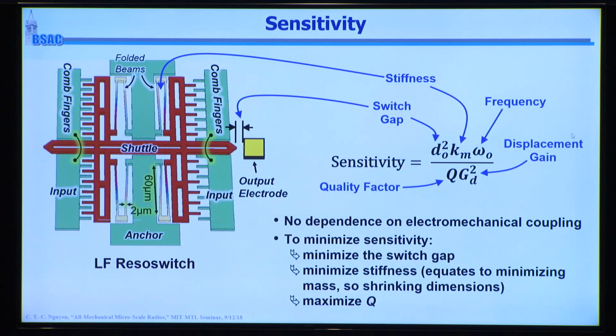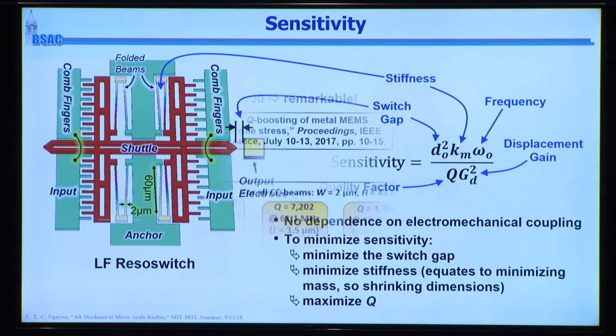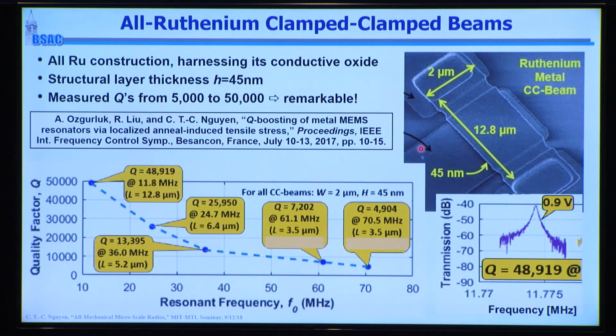You could see Q in this equation here. The Q of that resonator that I showed, because it was metal, was only 1,000. And that's the problem with metal. And you kind of need metal to make that impact switch. But we've discovered very recently methods to increase the Qs of metal materials. And so this is actually a beam made in ruthenium here, 12.8 microns long, 2 microns wide. And we've increased the Q from 5,000 to 50,000 now. 50,000 is unheard of for a metal on chip.